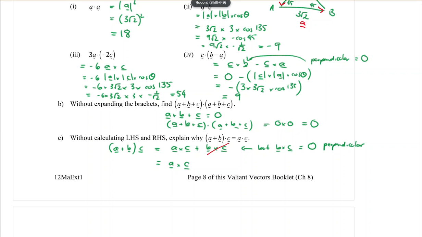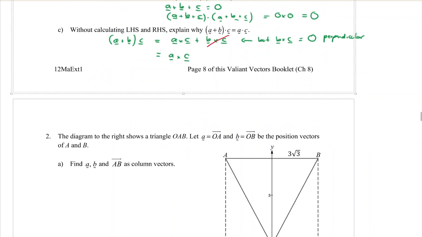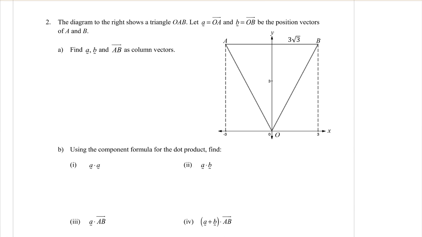All right, question 2. The diagram to the right shows a triangle OAB. Let vector A be OA. So from O to A going that direction, we're going to have a little vector A over here. And from O to B going that way is going to be little vector B.